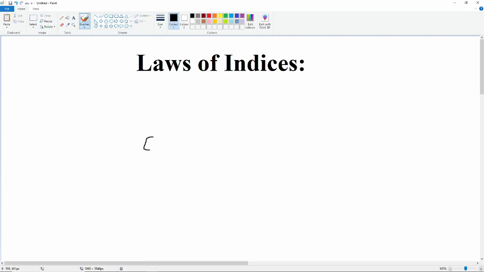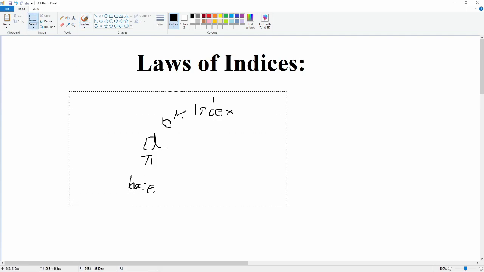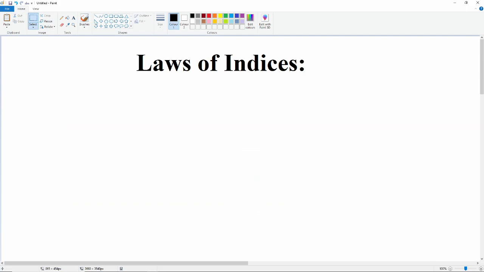So if we have a raised to the power b, then this is called the base, and this is called the index. I better get that out of the way. The number that counts how many times the number is multiplied by itself is the index, and the base is the number that's multiplied by itself over and over again. Okay, so that much we've got.